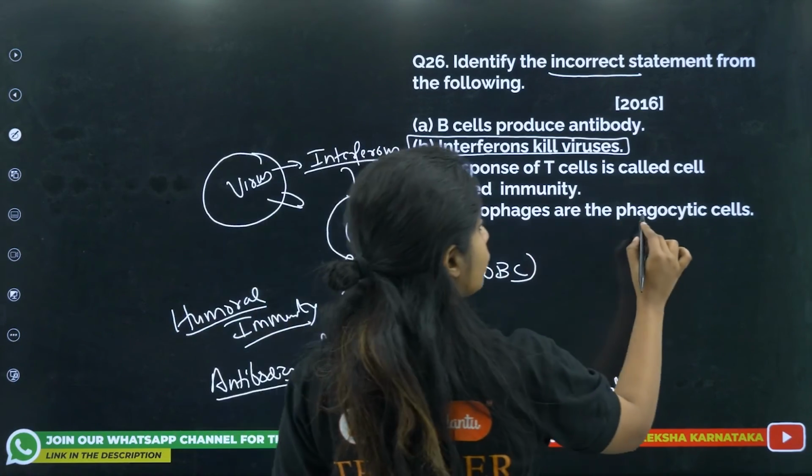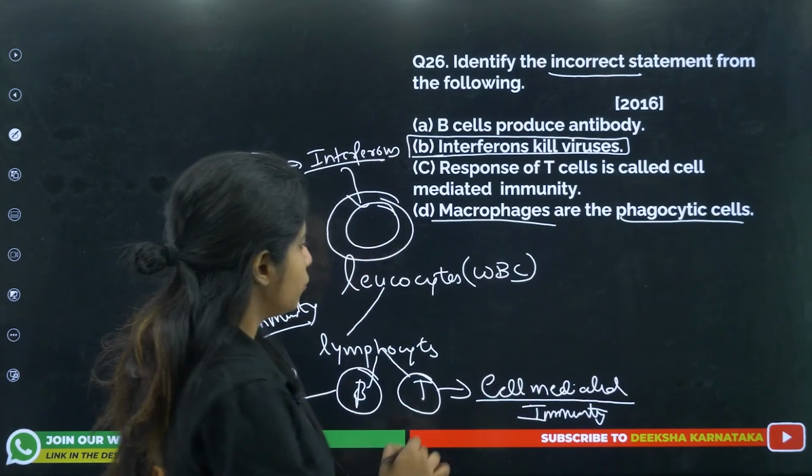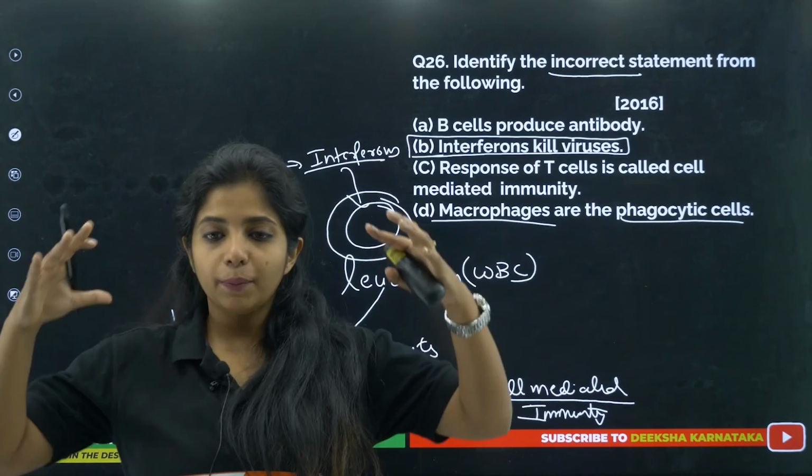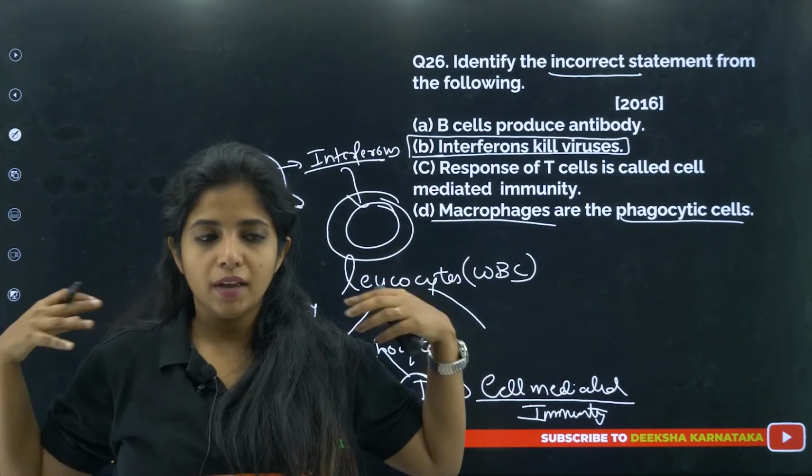Now macrophages are phagocytic cells. Yes, macrophage, which is again a type of WBC, is a phagocytic cell. That means, for example, I am a pathogen.